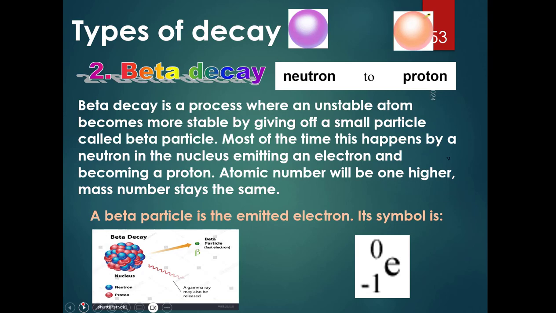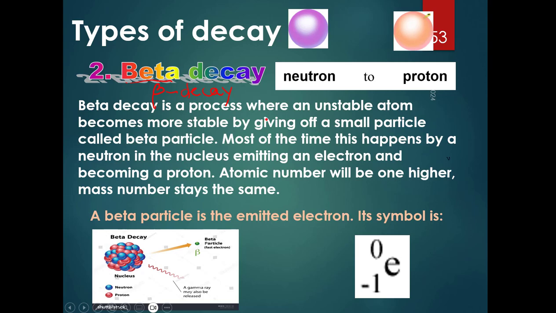Okay, the next type of decay is the beta decay. Now, the Greek beta looks like this. Okay, so the scientific journals, they will say beta decay. I just spelled it out here because I cannot write the beta with the computer. So that's the Greek beta here.